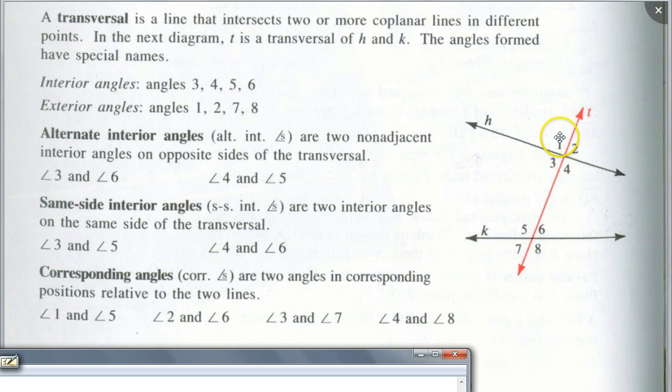Again, 1 and 5. 1 is on the left, 5 is on the left of the transversal. 1 is above the line H, 5 is above line K, right? 3 and 7. Okay. These are corresponding angles because they're on the left side of the transversal again, but they're below the two lines, right? Does that make sense? Do you see what they mean by corresponding positions? Jason, do you agree in terms of what they're saying here? It's sort of hard to describe, isn't it? But this is what they mean by that, okay? Any questions? Are we good? All right, good then.